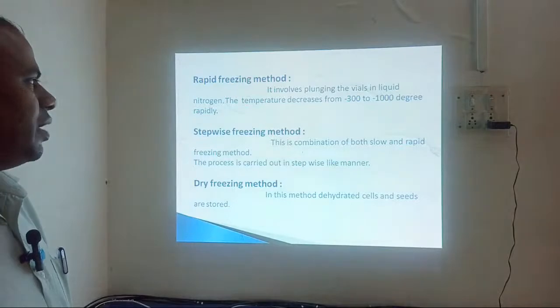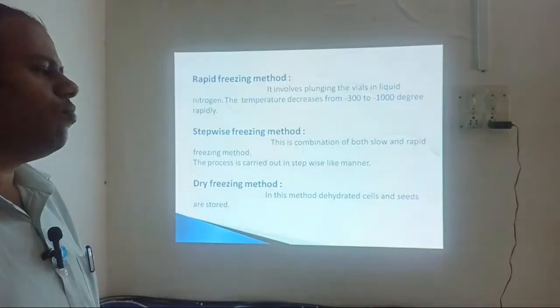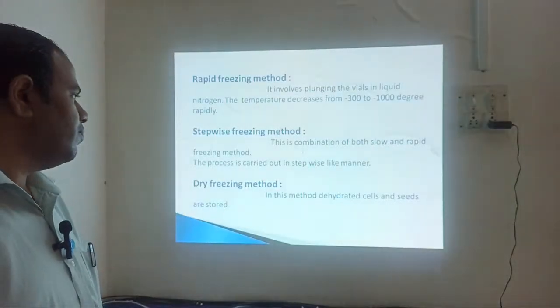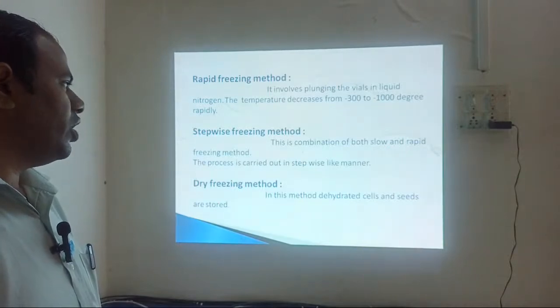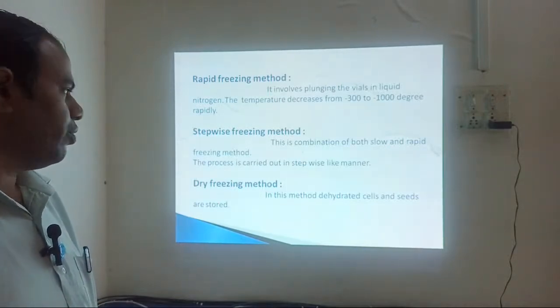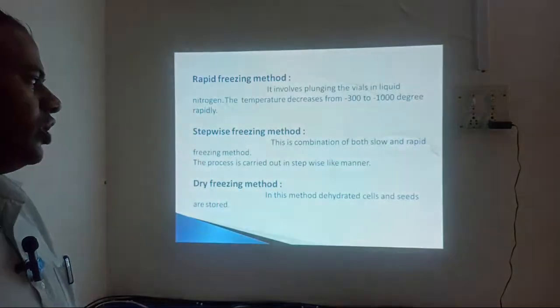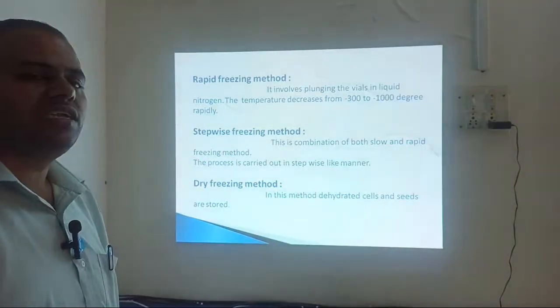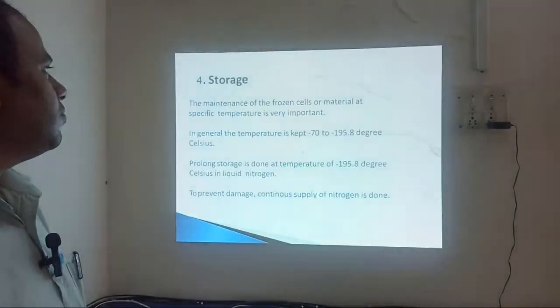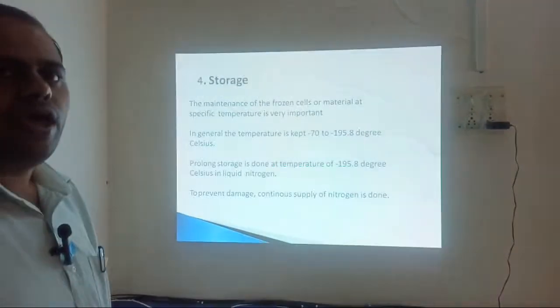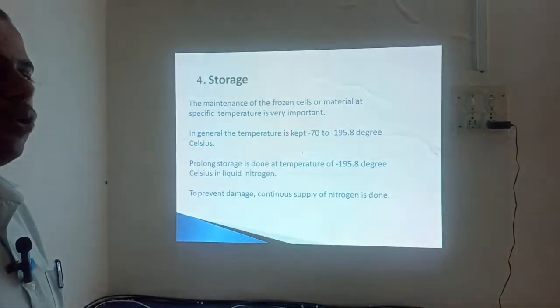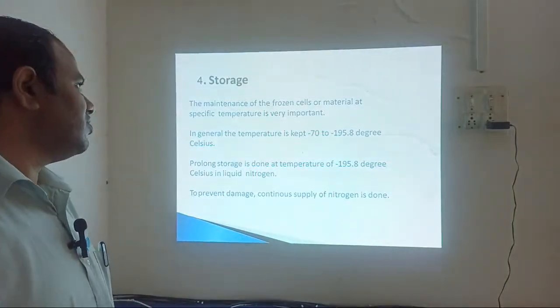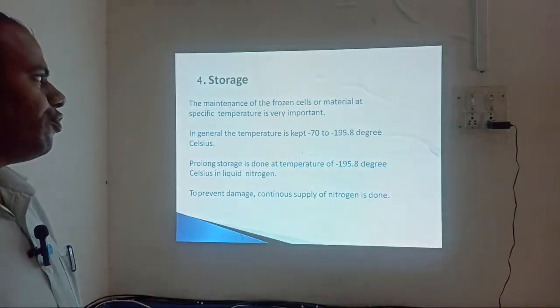Then the stepwise freezing method. This is a combination of both slow and rapid process, and this is carried out in a stepwise manner. Then the dry freezing method, in which the dehydrated cells and seeds are first stored and then they are dried. Okay, after freezing, how they can be stored, the storage is very important. Let's see the storage. The maintenance of frozen cell or material at a specific temperature is very important.